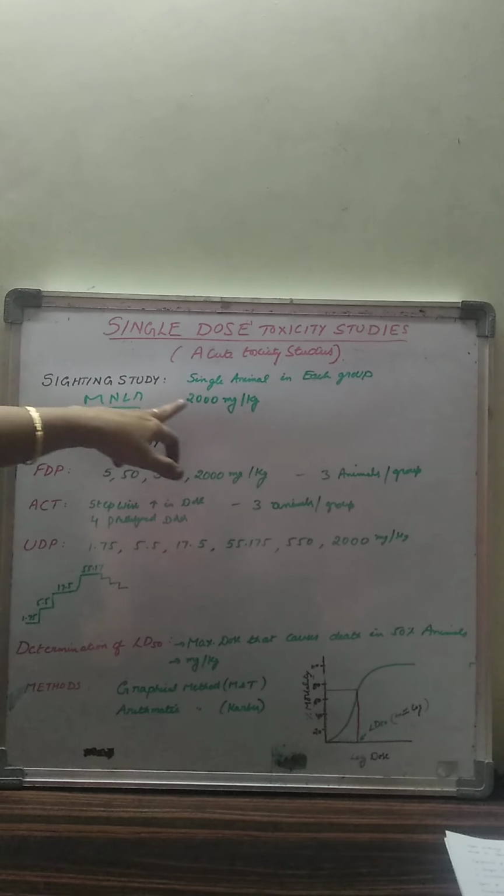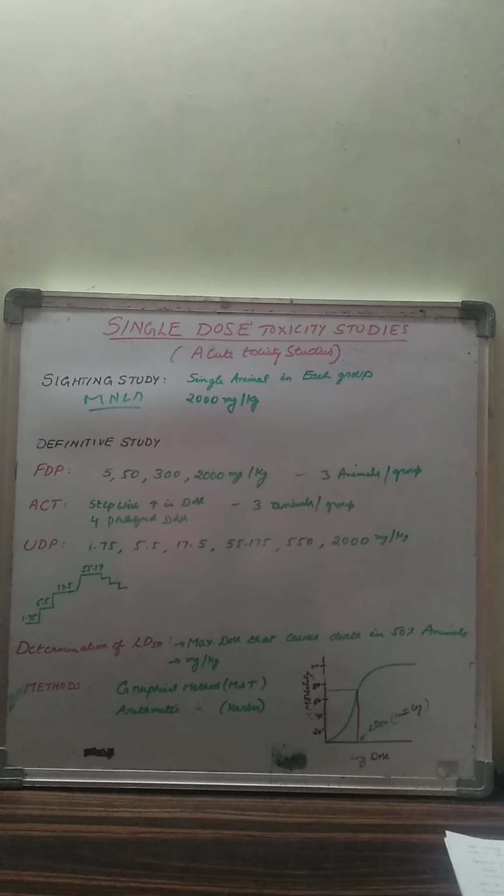For example, if you are testing at 2000 mg per kg and the animal dies, in such cases you cannot go further with that dose, you have to reduce the dose. So you just reduce the dose and check. If even at the reduced dose it shows mortality, still you have to reduce the dose. Like that, you go until you are not having mortality, and that can be roughly the MNLD, that is the maximum non-lethal dose. So that is determined from this sighting study.